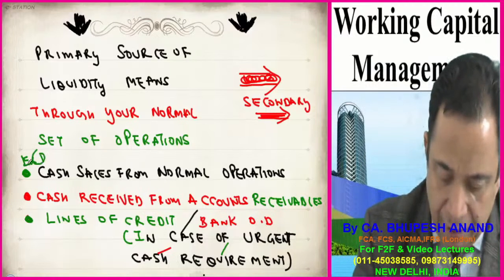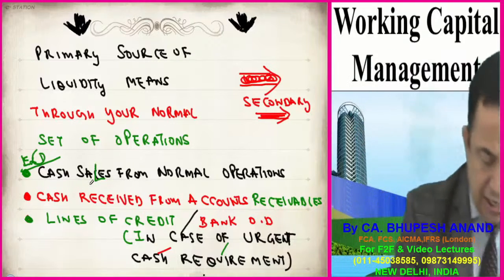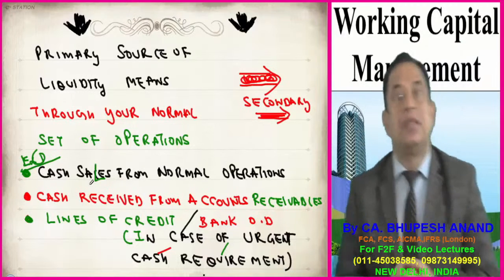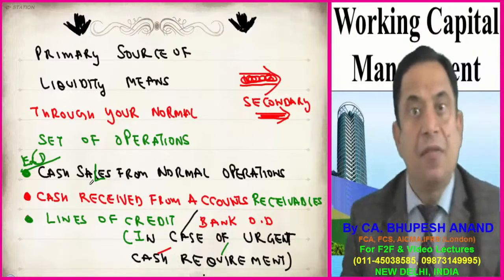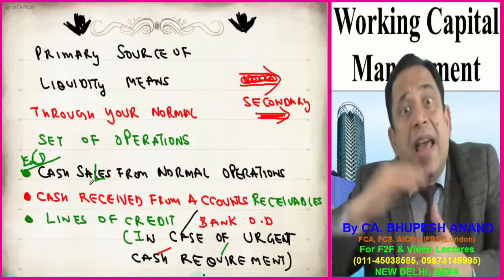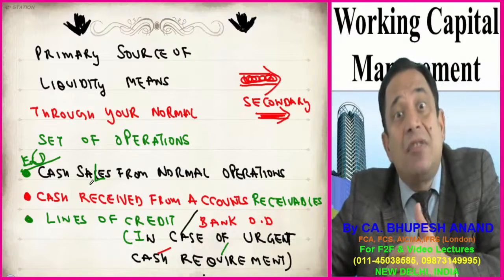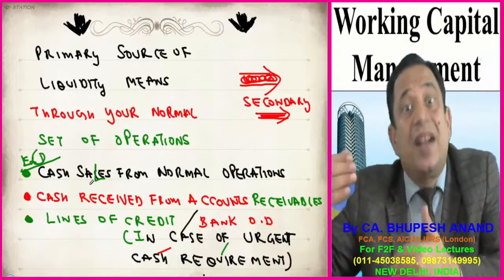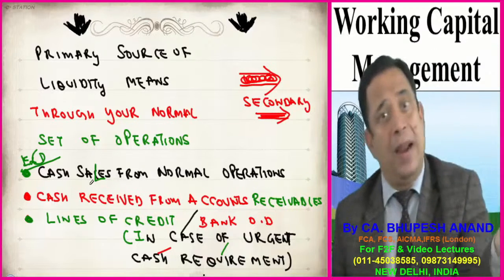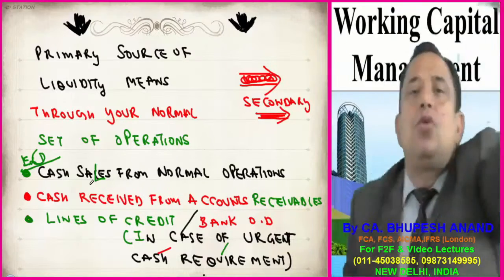Example number 1: cash sales from normal operations. Cash received from accounts receivables. It means from debtors: we have sold the goods on credit and we are getting that cash from our customers after the credit period. And third is line of credit. Supposing we require urgent cash and we are getting a cash credit facility or bank overdraft from bankers. That is named as line of credit. So all these three are primary sources of liquidity.